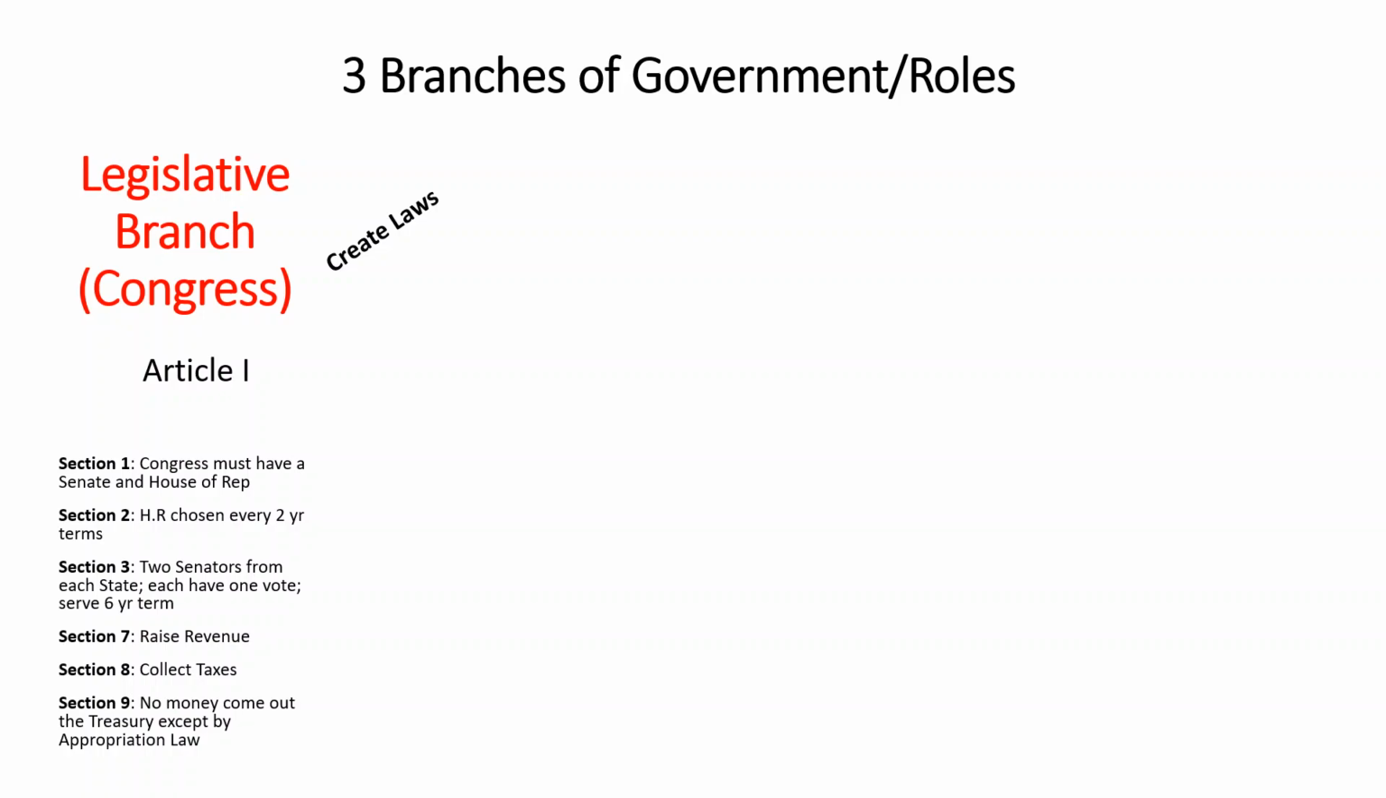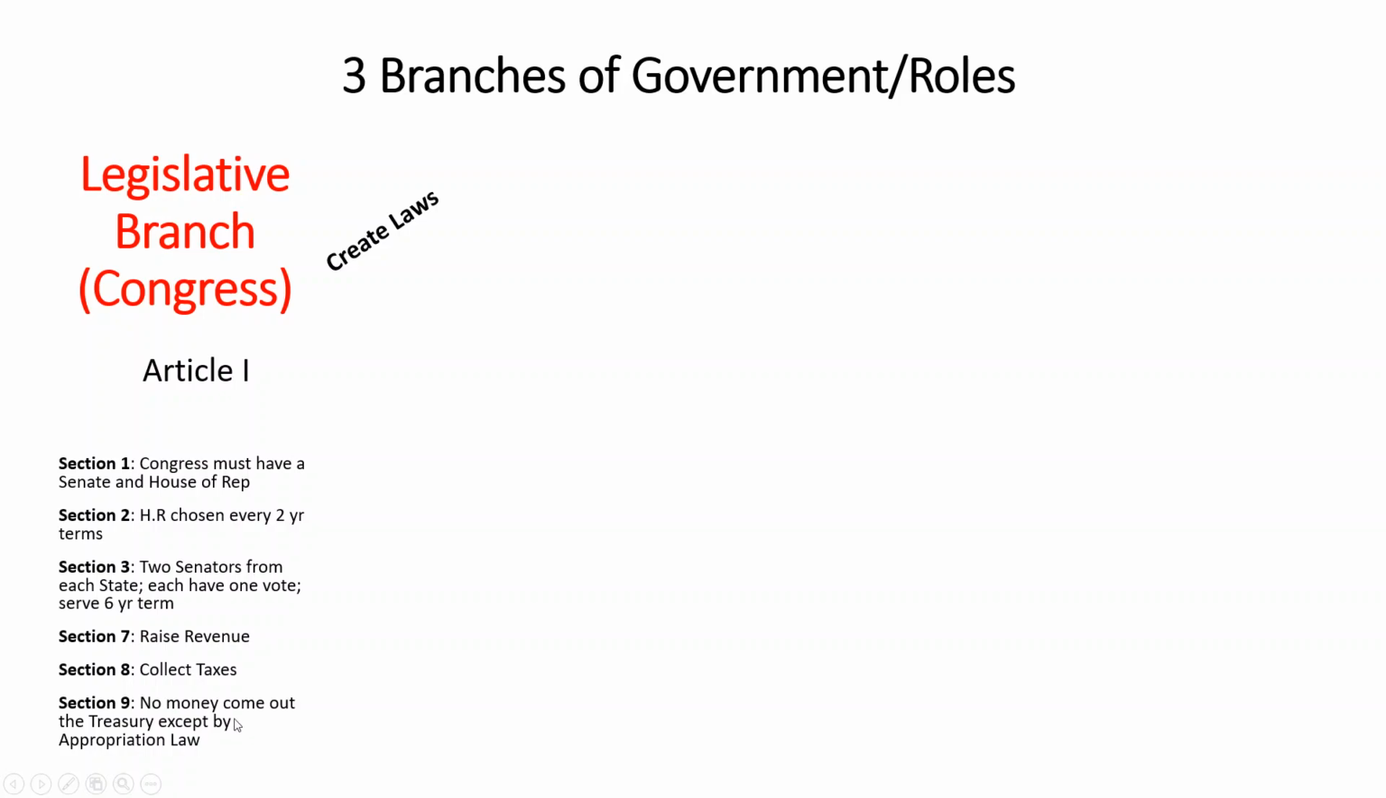Congress is also able to raise revenue and collect taxes. But the most important part of Article 1 for us is Section 9, which says that no money can come out of the Treasury unless we have an appropriation law. So Section 9 is typically the reason why the government was shut down if there's no appropriation law or a continuing resolution put into place. Then the government was shut down.